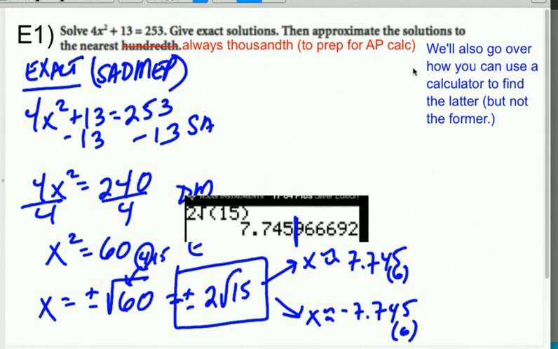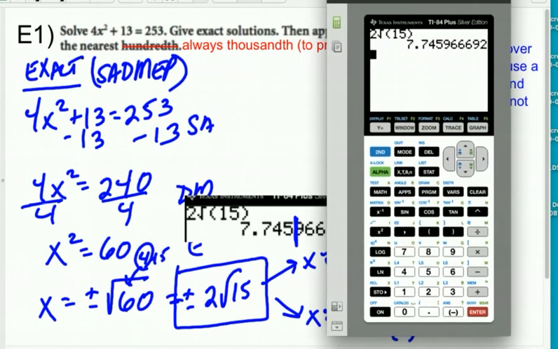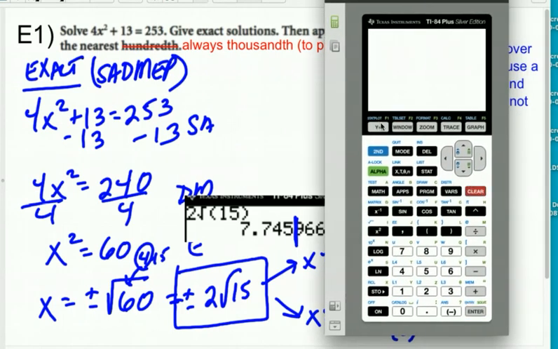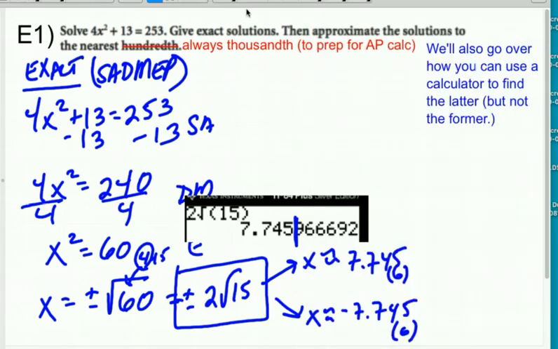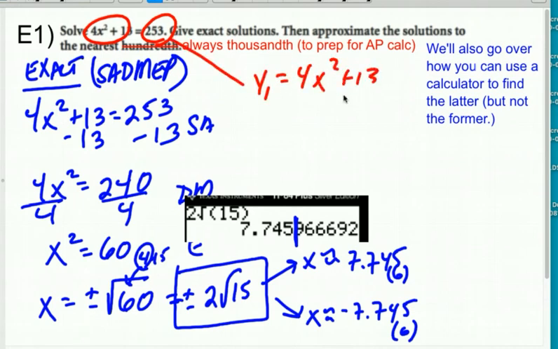Okay, the other way to do this in your calculator is if you go to your calculator, you can put both of these into the calculator. Now I'll walk through why I think this is not an awesome plan, but you can put this in as y1 and this in as your y2, and you could second calc intersect, right? So you could make your y1 4x squared plus 13, you could make your y2 253, and you could do second calc intersect.